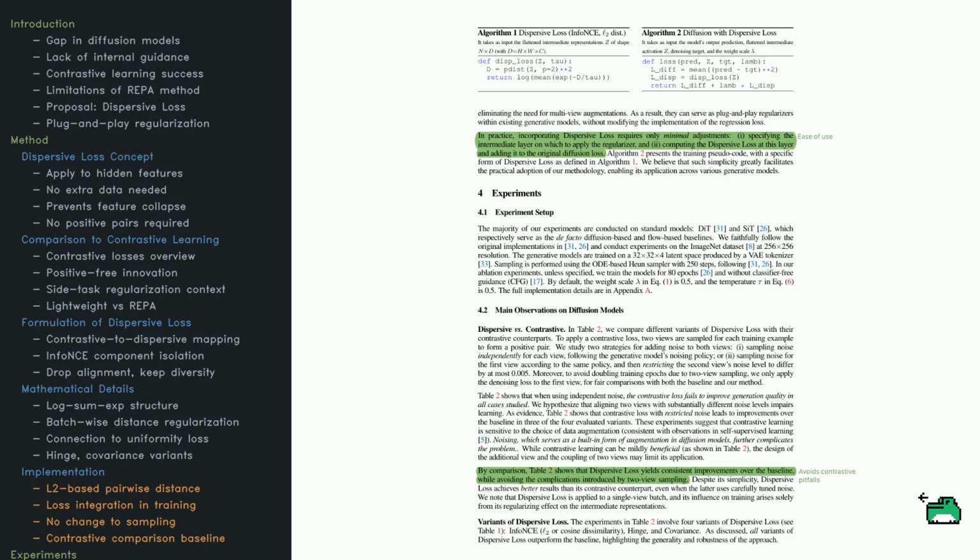Here's the problem with contrastive learning. You need two views of every sample. That doubles your data processing and introduces noise. If the noise is independent, it actually hurts performance. If it's restricted, the gains are still modest.